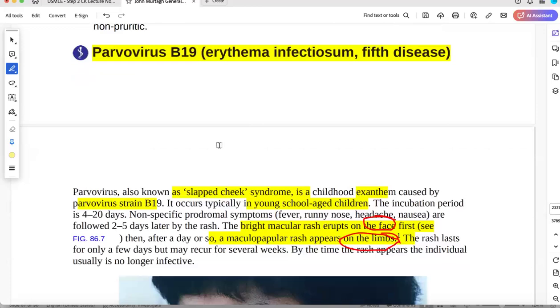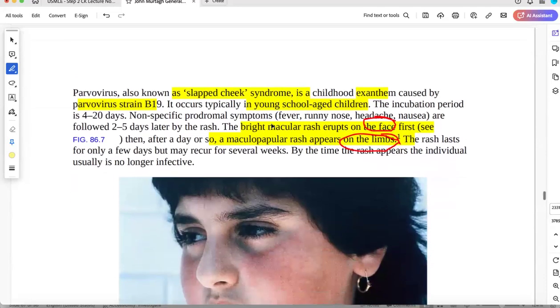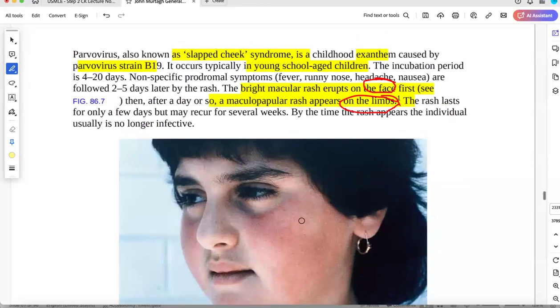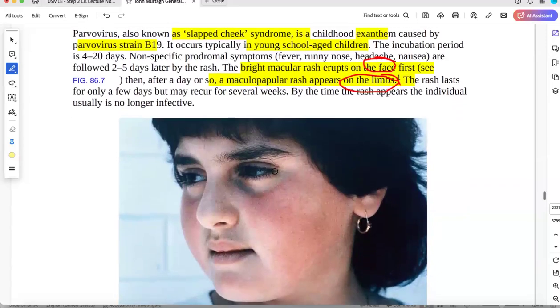Parvovirus B19, also known as erythema infectiosum or fifth disease, is very important for exam, but it's easy to diagnose. It's also known as slapped cheek syndrome. It is a condition caused by parvovirus B19, common in school-going children. The patient usually has a prodromal symptom for a few days. So fever, runny nose, headache.